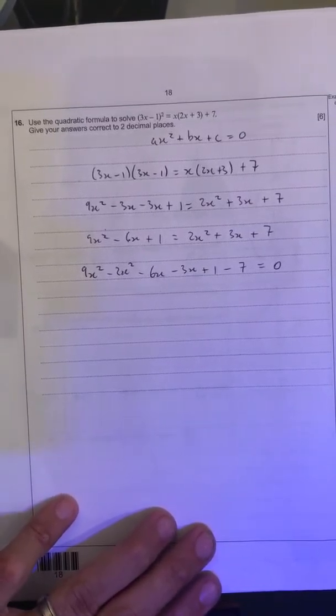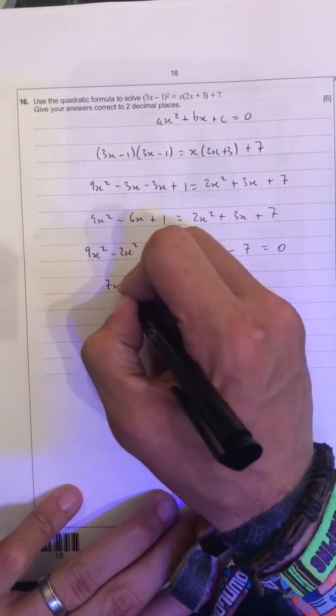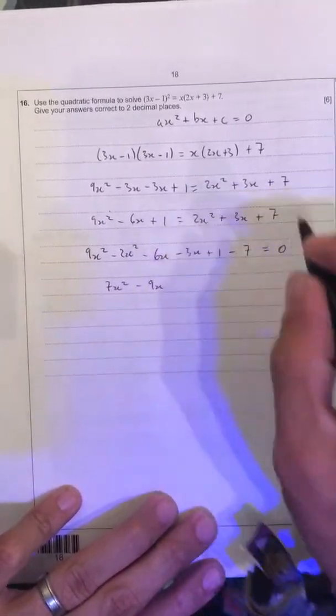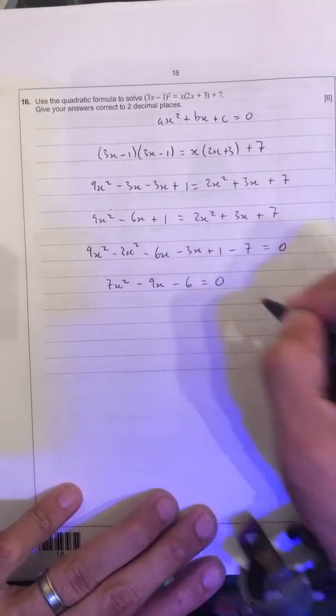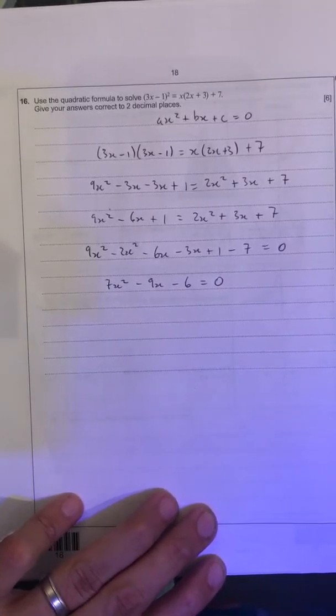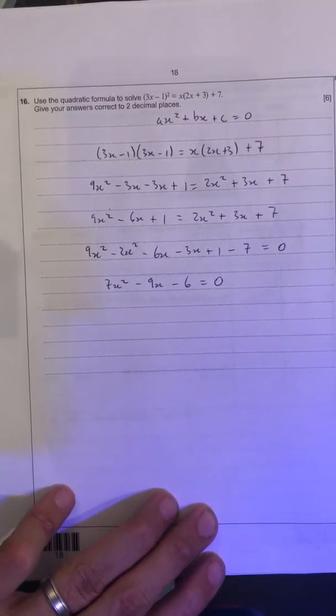Again, now we can do a little bit of collecting terms. So 9x squared take away 2x squared is 7x squared. Minus 6x minus 3x gives me minus 9x. And then plus 1 take away 7 gives me minus 6. Okay, normally I would try to look to see if I can factorize this and put it into brackets, but as it said, use the quadratic formula, I'm going to go straight for the quadratic formula.